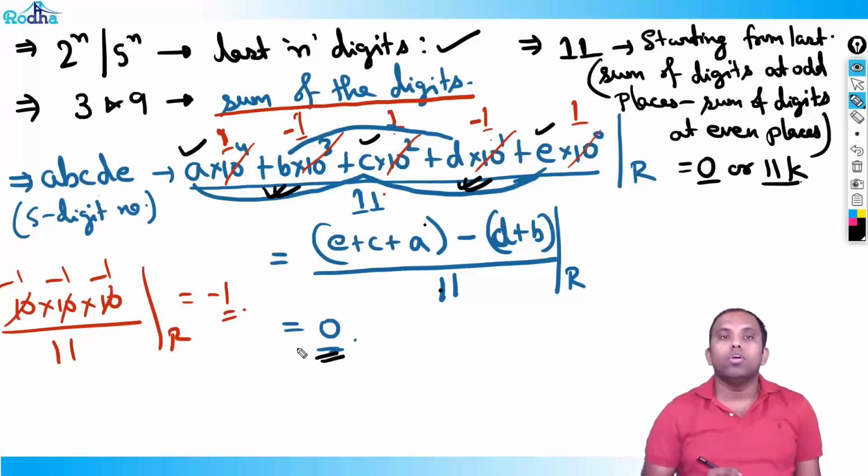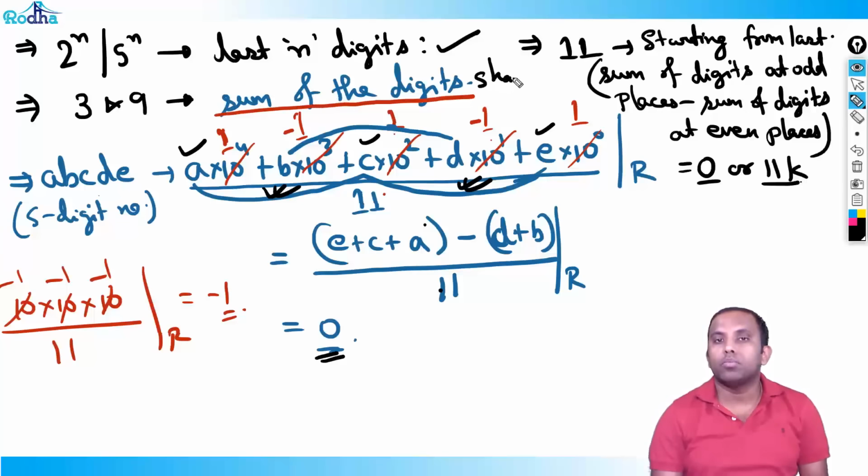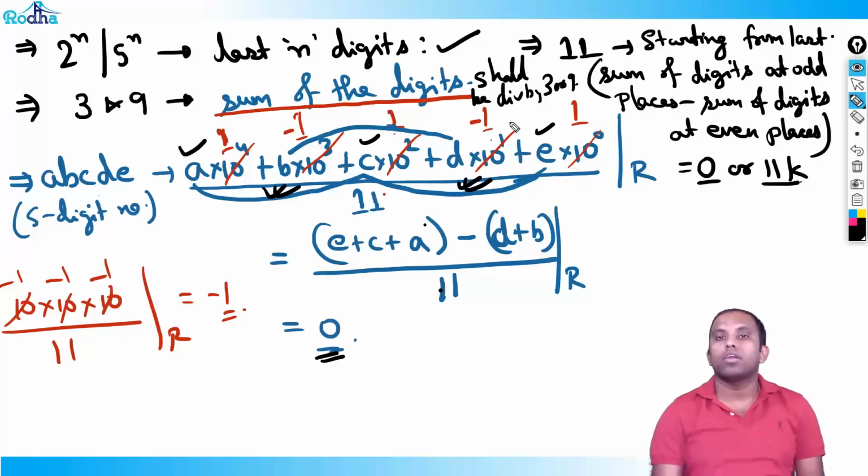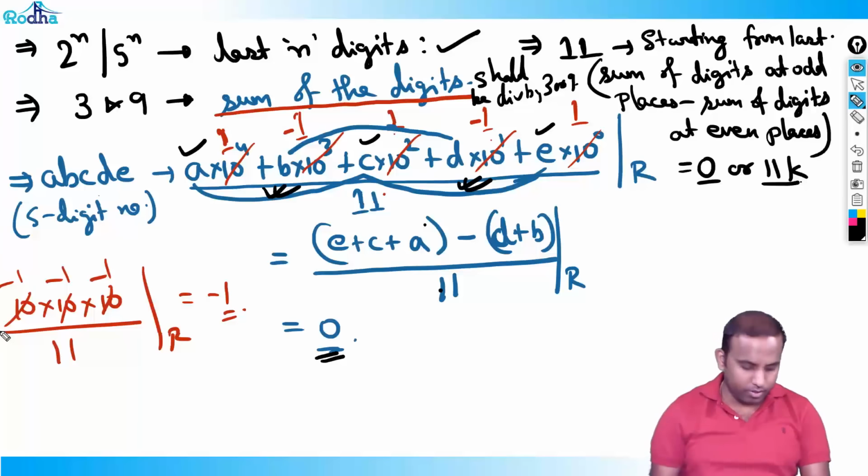Okay, so for 2 raised to n and 5 raised to n, we only check the last n digits. For 3 and 9, we have to check the sum of the digits. That means the sum of the digits should be divisible by 3 or 9. And for 11, this is the rule. The last-n-digits rule is for 2 raised to n and 5 raised to n, all the numbers like 2, 4, 8, 16, 32, and powers of 5 like 5, 25, 125, 625. Then 3, 9, 11, this we have discussed till now.